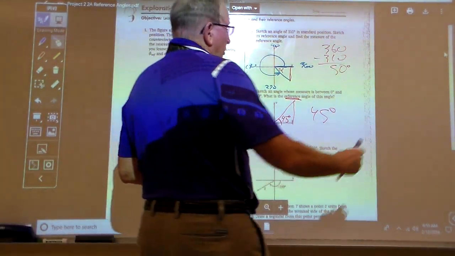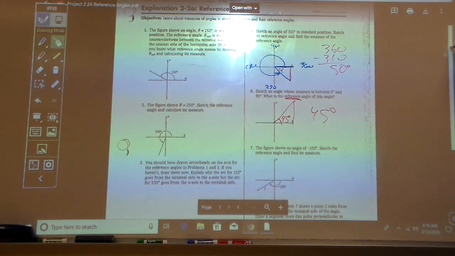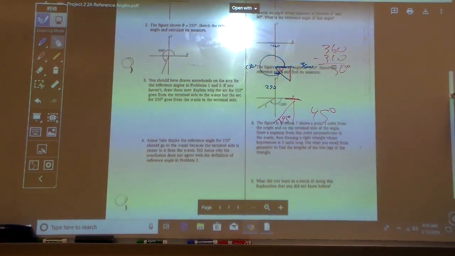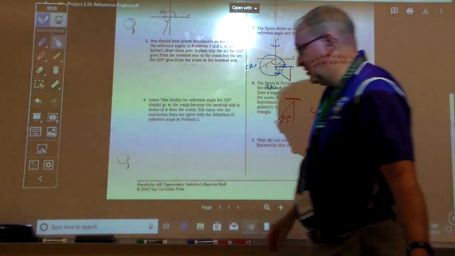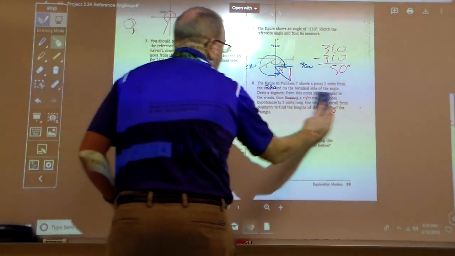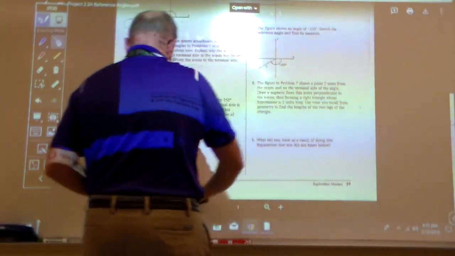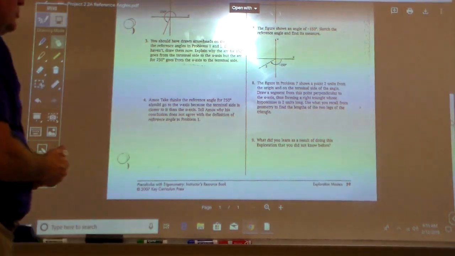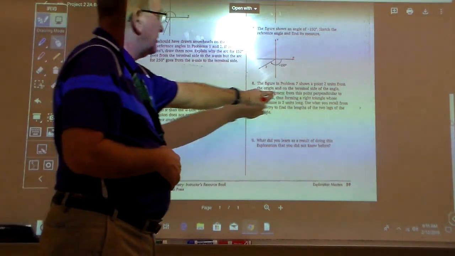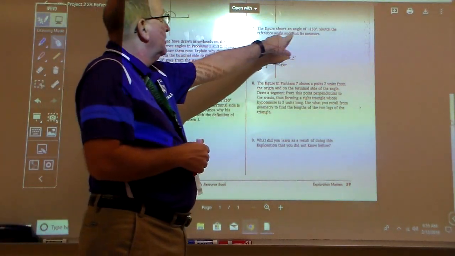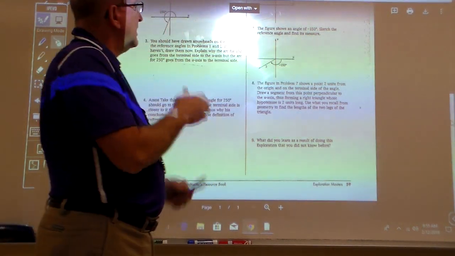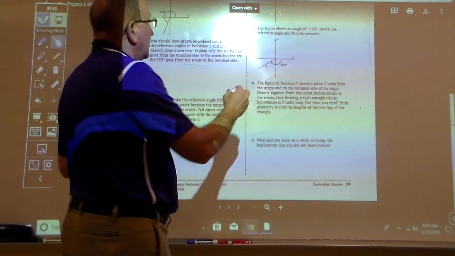Now I'm going to roll the screen up just so I got 7 and 8 on the problem here together, because they're going to kind of go hand in hand. So I'll put 7, 8, 9 up here so we can finish up our work. So here we go. Problem 7 shows a point 2 units from the origin on the terminal side of the angle. Oh, let's go back up here. So I said, this shows my negative 150. Find the reference angle.